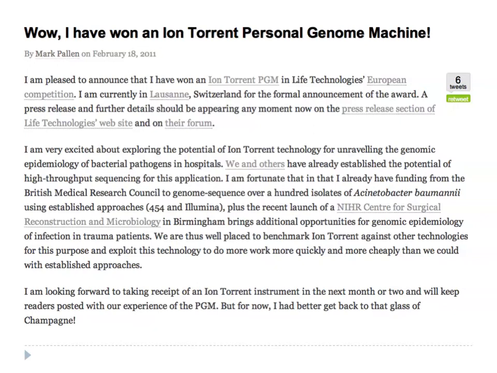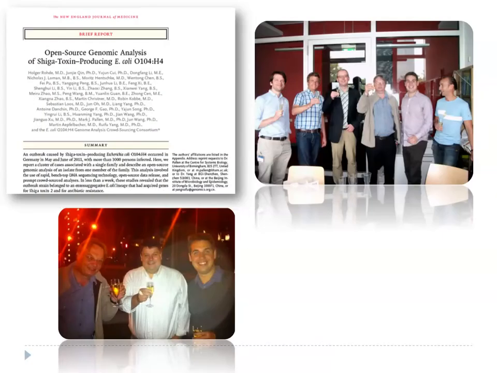So we've been working with this and gearing up to use the technology. Not using our own instrument, but using the technology and then working with others in terms of analysing data coming off the instrument. We actually managed to get ourselves a New England Journal paper over the summer. It's us collaborating with German and American colleagues on this. This was the German E. coli that you probably heard about in the news.